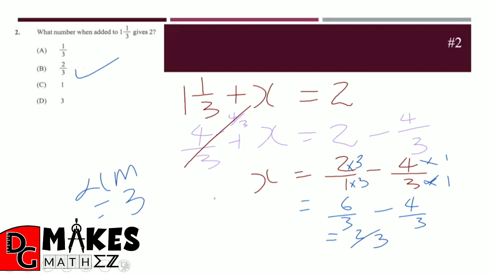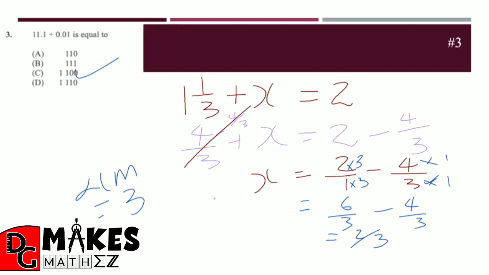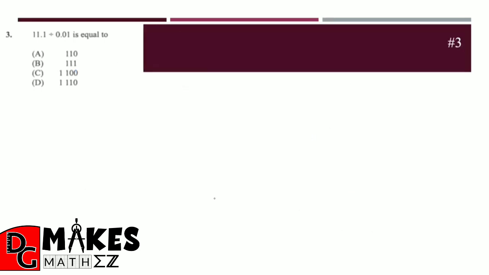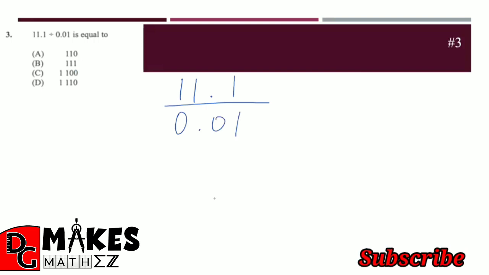And we will move to our next question. This one says we have 11.1 being divided by 0.01. What do we do when we need to divide by a decimal? The calculator can easily do it, but we have a way that we can use to do this. The most important thing is do not try to divide by a decimal.